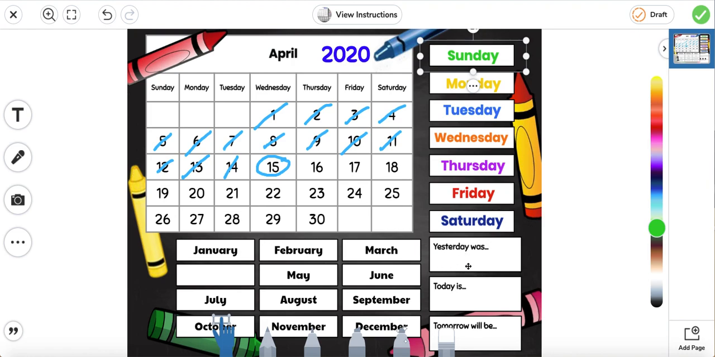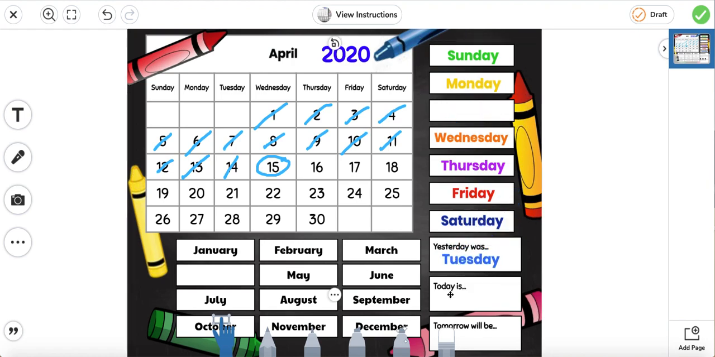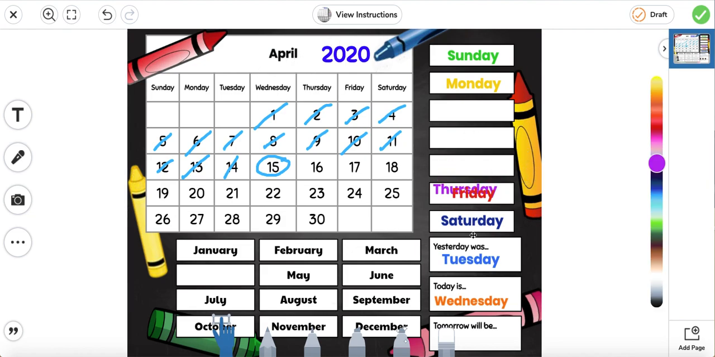Yesterday was. Can you tell me what day it was yesterday? Today is Wednesday. Yesterday was Tuesday. Sunday, Monday, Tuesday. What day is it today? Today is Wednesday. Tomorrow will be, today's Wednesday, what's tomorrow? Thursday. Okay.